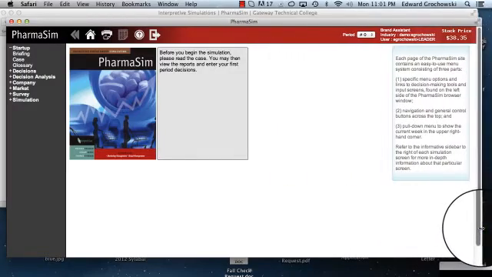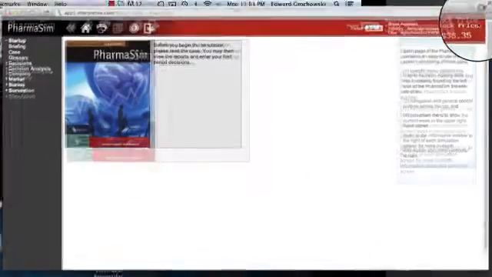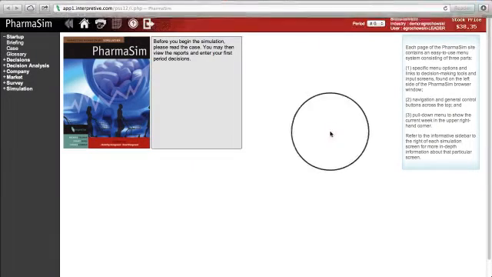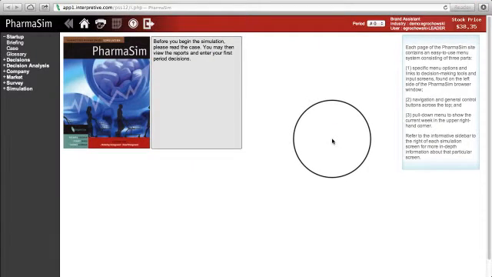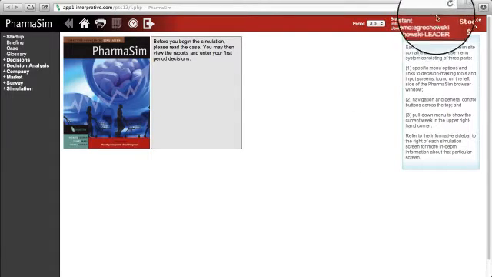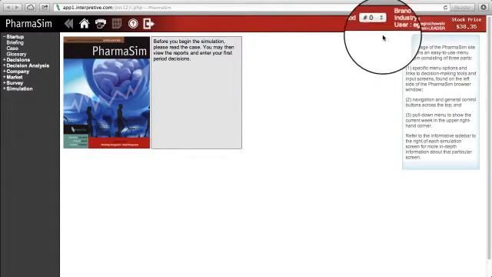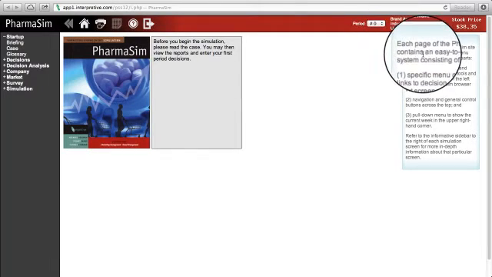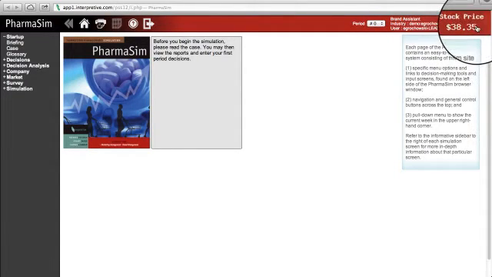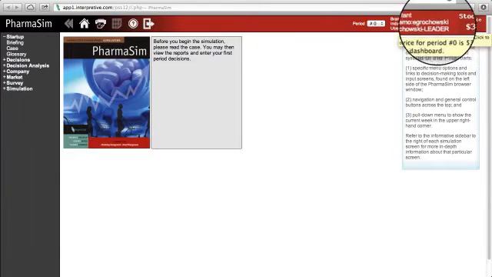Now, when you open up your simulation, let me just full screen this, you're going to find some important pieces of information to identify. Number one is you always want to look at this corner to begin with, your right hand corner. First of all, it identifies your stock price. This will help you identify how successful or unsuccessful you were from your previous decisions.